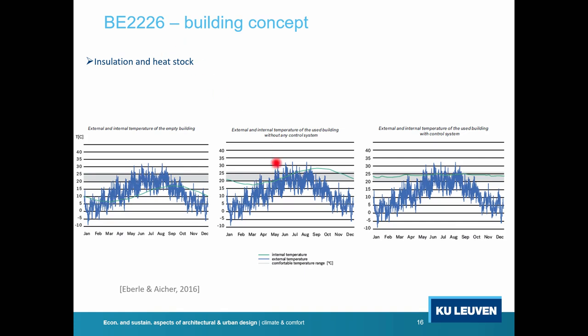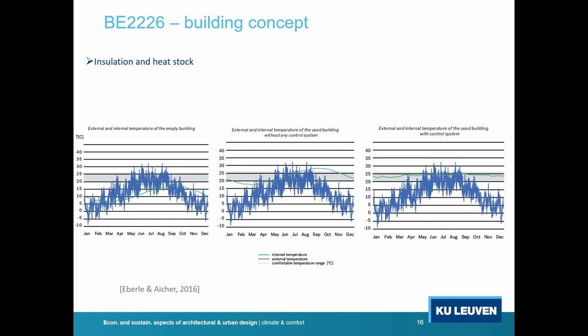So their aim was to have a building where the temperature is always in that comfort zone without active heating or cooling. So first of all, there's a difference. If you don't use the building, they don't reach that. You see that the temperature is even below the comfort zone. When people are in the building, we see that the temperature goes up. Why? Because people radiate heat as well.